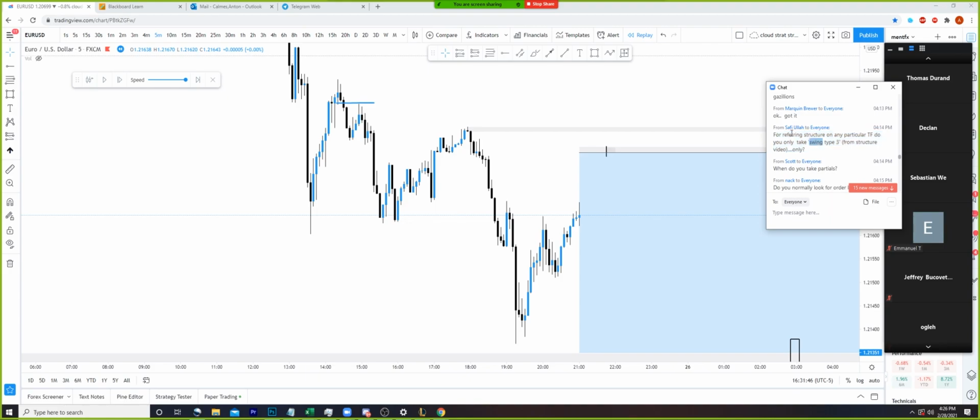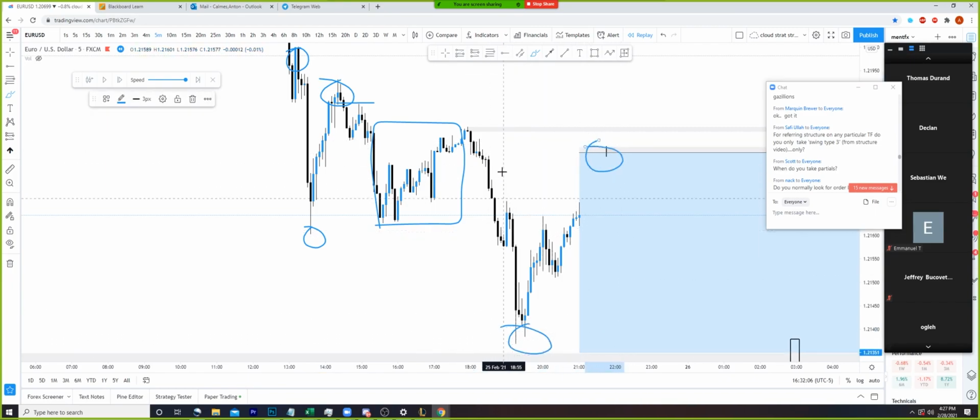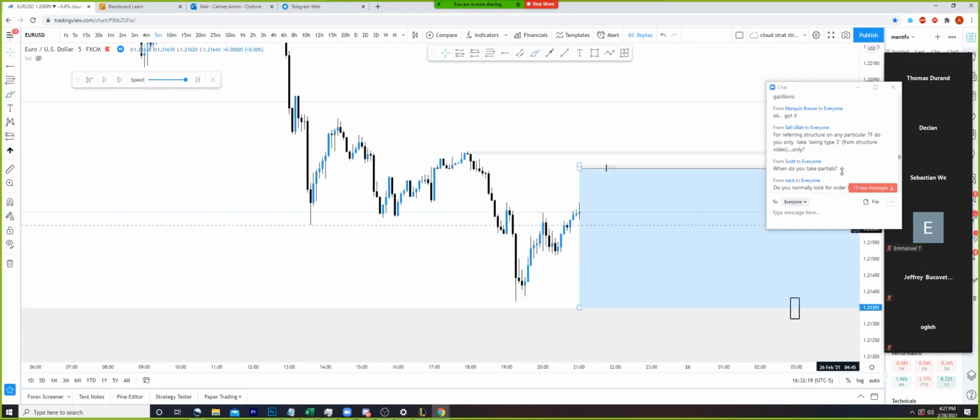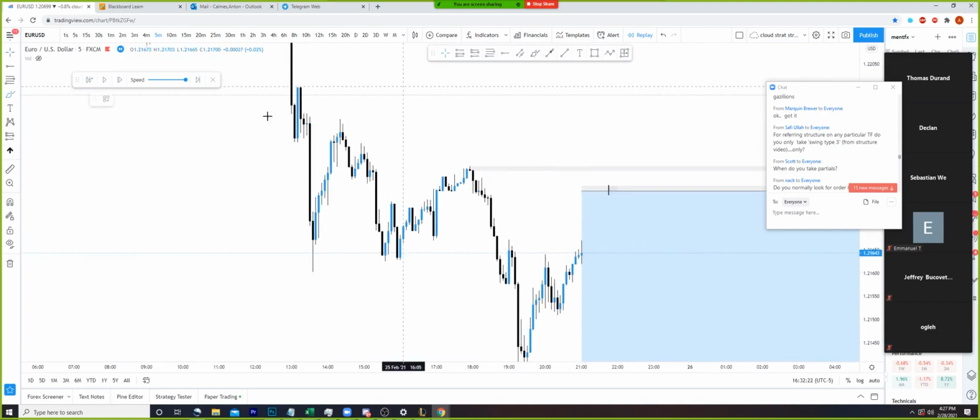For referring to structure on any particular time frame, do you only take swing type 3? Again, I use all the structural ways of trading. If I have this overall supply zone using a MentFX block, and I have these breakdowns in overall potential structure, plus the confirmation of inside candlestick structure, I will use the supply zones formed at all these areas for potential mitigations and continuations, based on what my bias is. So in this case, the bias is bearish, right?